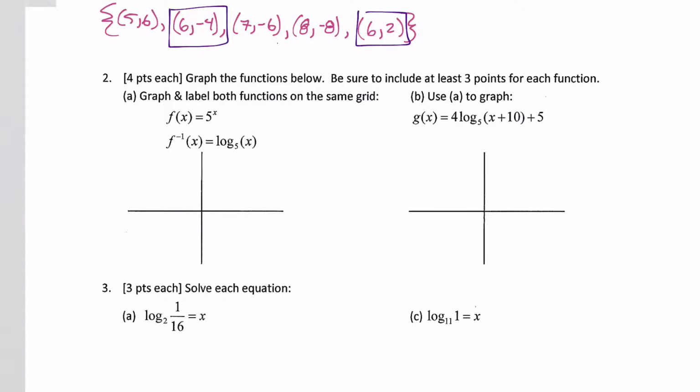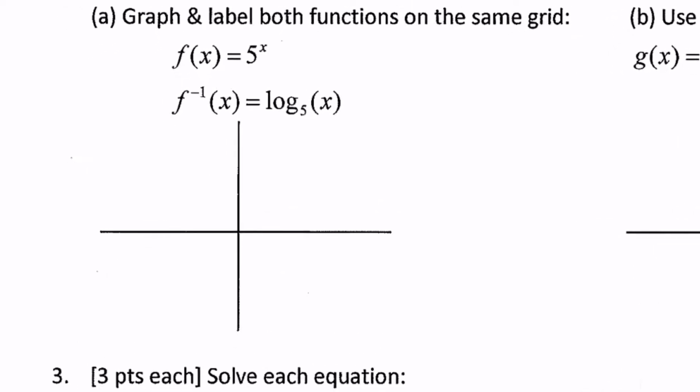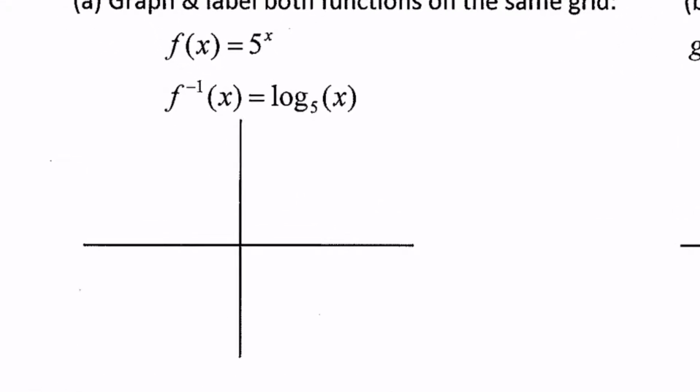Okay, let's look at problem 2. Graph the functions below. Be sure to include at least 3 points for each function. Graph and label both functions on the same grid. So f of x equals 5 to the power of x.